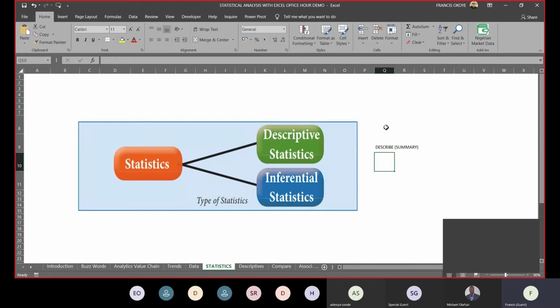So at the end of the day in statistics, what we basically do is either we describe the data or we try to do some comparison. We try to compare two groups, or we try to find some relationship, if they are related, which we sometimes call association. And again, we try to do some predictions or forecasts. So these are the basic things that we do with Excel and the kind of analysis we are going to do. So I will just try to do some analysis here.